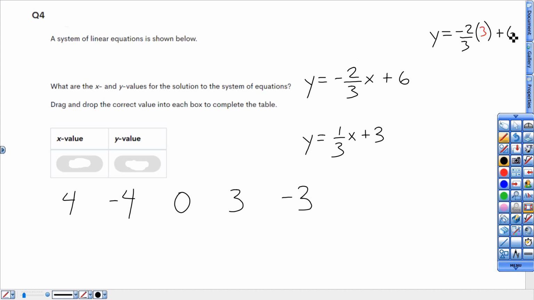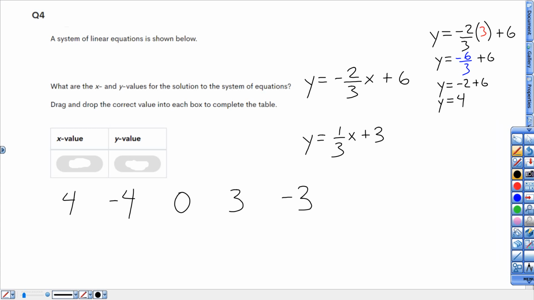So when I do this math to see what y is, this is going to be over 1. I'm going to times straight across, if you remember, but that gives me negative 6 over 3 plus that 6 that's still there, which is y equals negative 2 plus 6. That is y equals 4. And what that means is that when I replace that x with 3 in this equation, it gave me 4 for y.